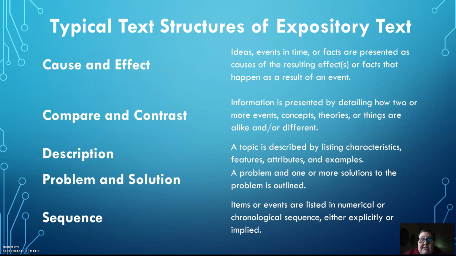Descriptive or description text. A topic is described by listing characteristics, features, attributes, and examples. How do you describe someone or something? So I'm going to use the example. Let's say you're telling your best friend about the person you have a crush on at school. How are you describing them if they've never seen them before or they don't know them? You're going to just be describing physical characteristics, personality characteristics. So that's where some of the features, attributes, examples.